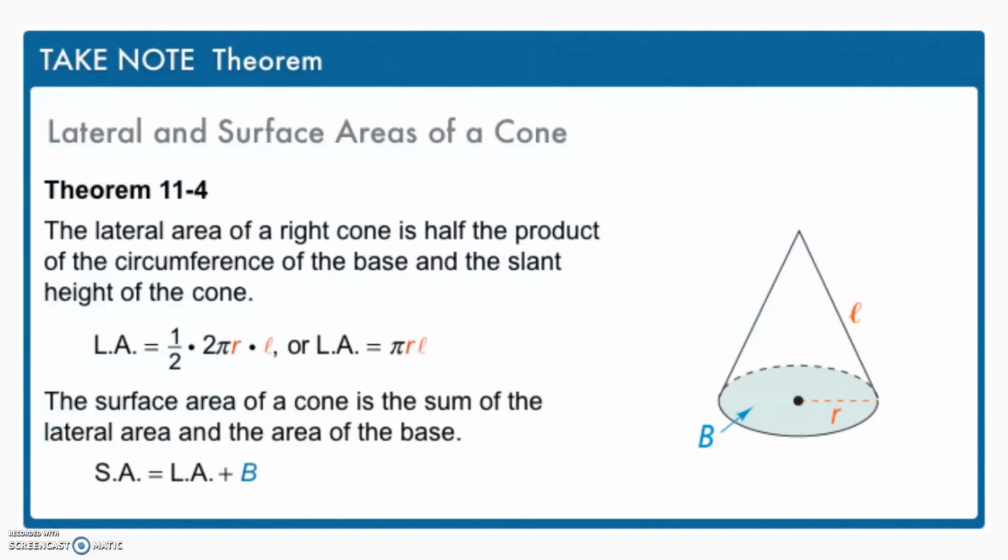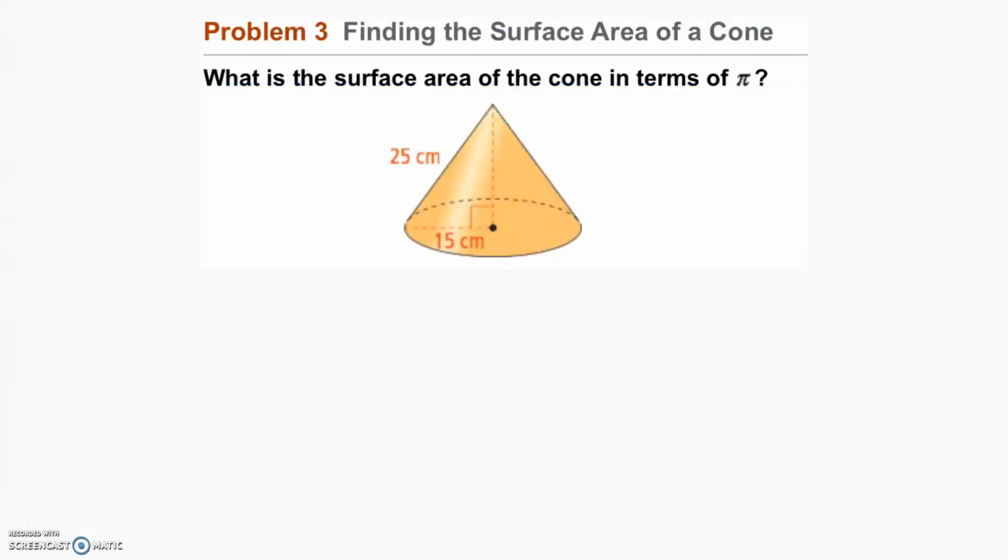The lateral area of a cone is going to be 1/2 times circumference, or really the same as perimeter, times the slant height, which in this case is going to simplify down to pi r L. So pi times the radius times the slant height. The surface area, on the other hand, is going to be the sum of the lateral area, so all this stuff up here, plus the area of the base. So again, just like a pyramid, surface area equals lateral area plus base area. So let's get into this.